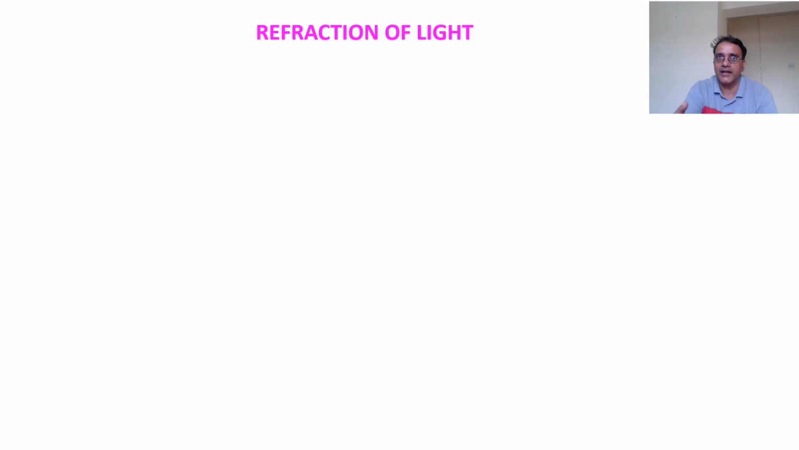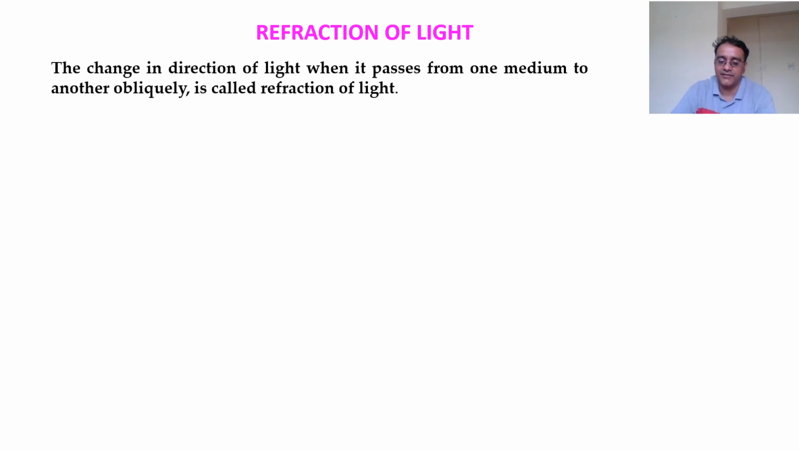For example, when a light ray traveling in air goes obliquely into another medium, say water or glass, it changes direction on entering the glass block or water. The change in direction of a ray of light is also known as bending of a ray of light. It occurs again when it goes out from water into air or glass into air. So the change in the direction of light when it passes from one medium to another is called refraction of light. This is the definition of refraction of light.